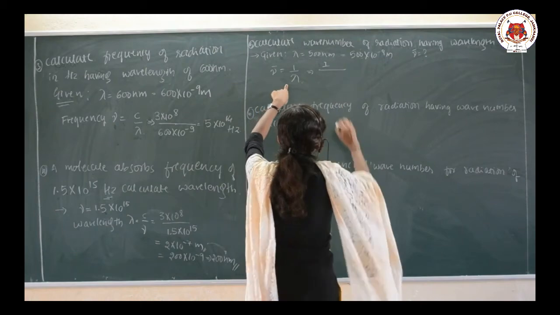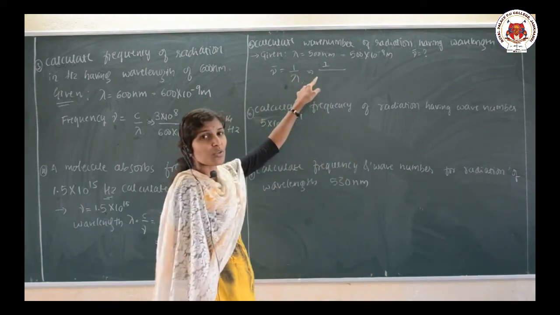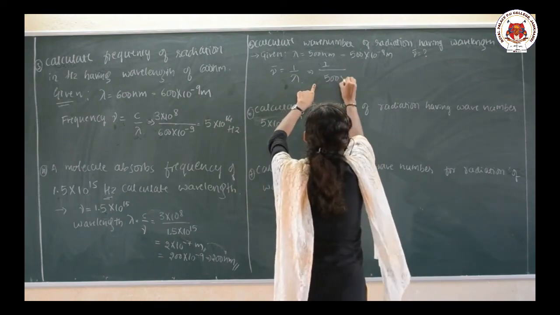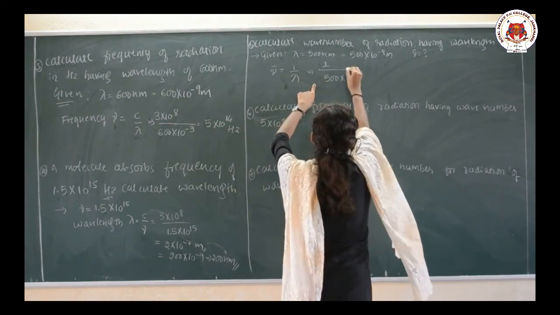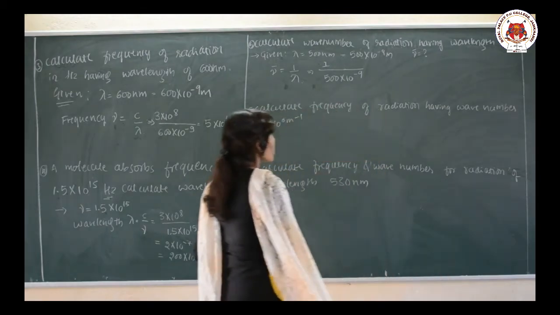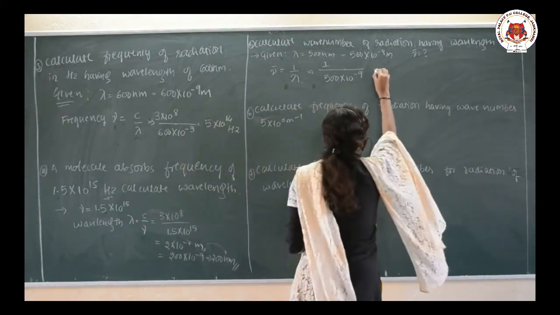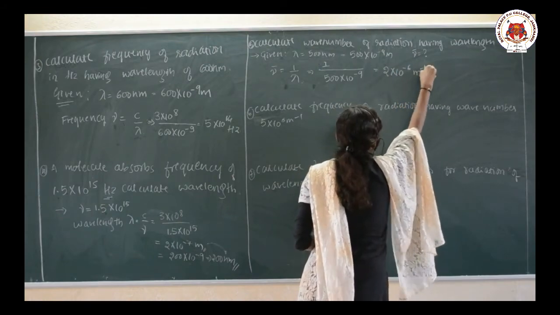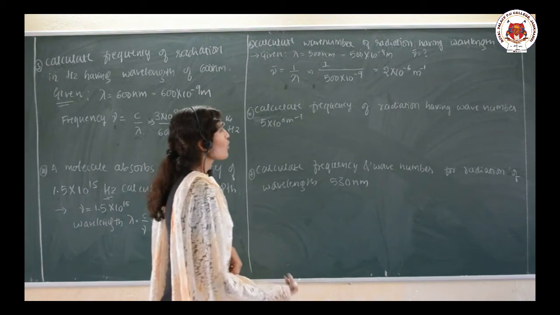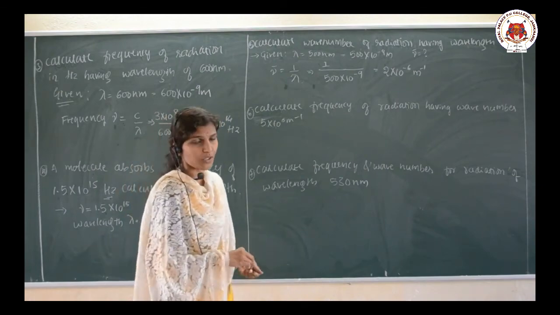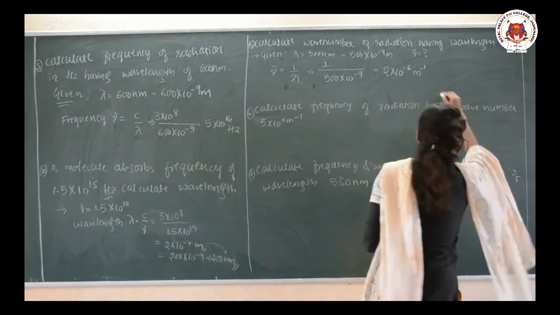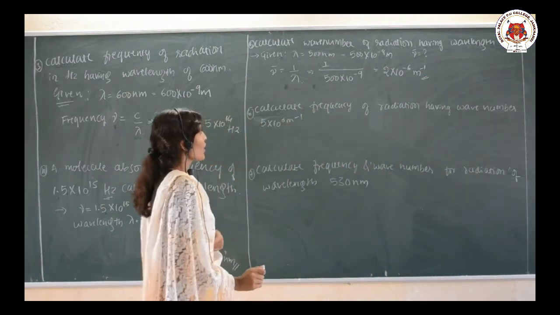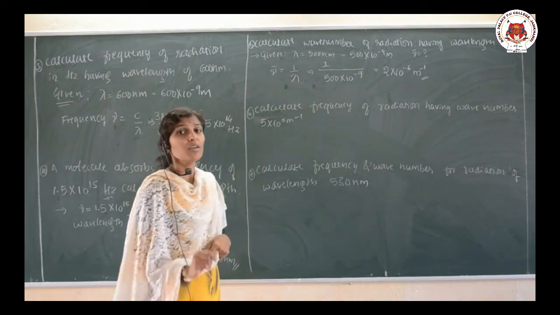So, keep 1 as it is and substitute the value of lambda. The value of lambda is 500 into 10 to the power minus 9. If you calculate this, you are going to get 2 into 10 to the power 6 per meter. The unit of the wave number is per meter. Okay. So, this is how we can find the wave number when they have given the wavelength.